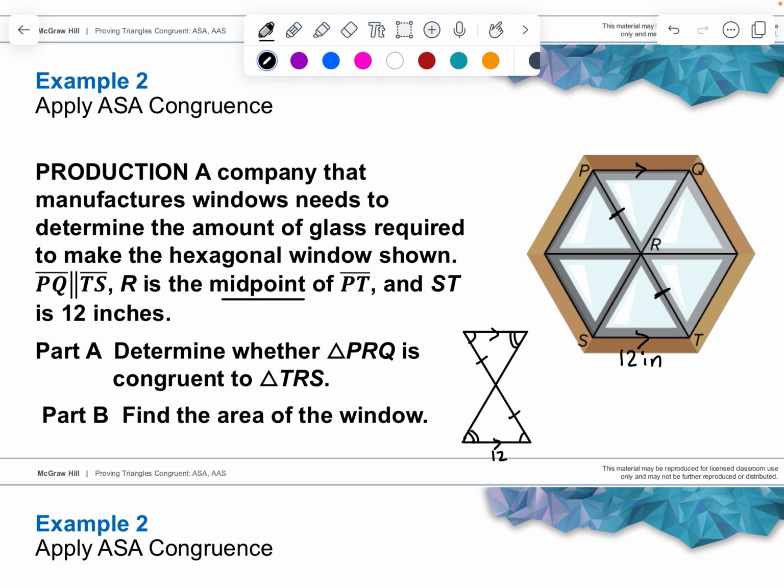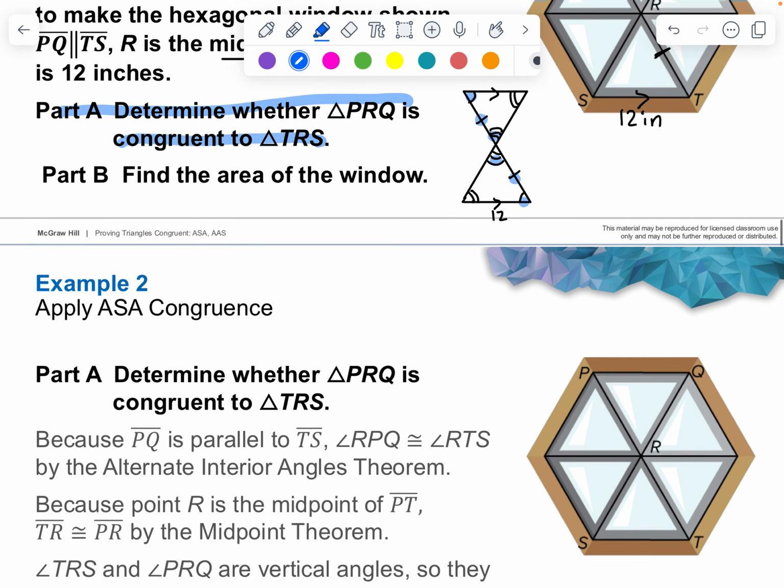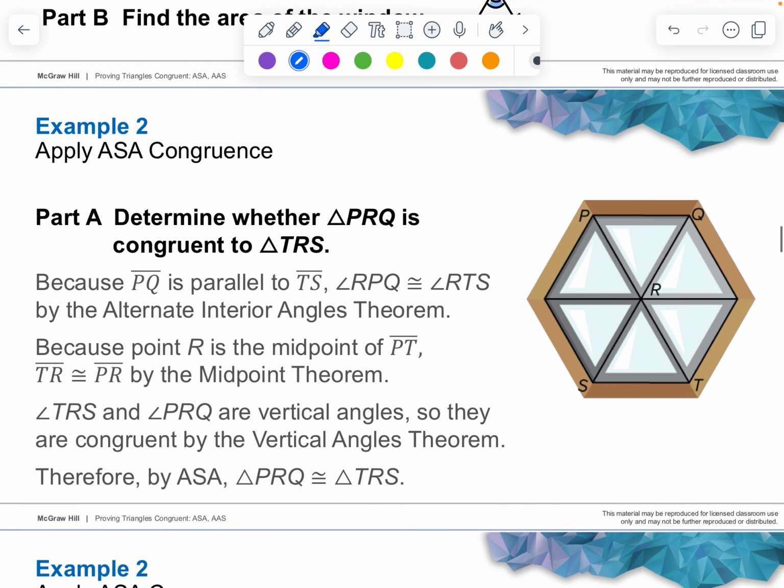Like that. Yep. We also get our vertical angles in here. So we know all of the angles are congruent. We do have angle, side, angle, angle, side, angle. There we go. So we can determine that they are angle, side, angle, congruent. So we did determine it, and we can find the area of the window, which they're going to do in part B. So let's go fill in some blanks.